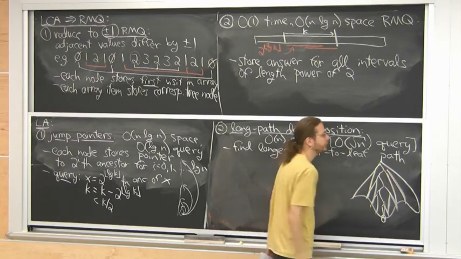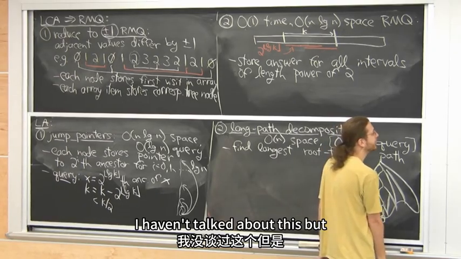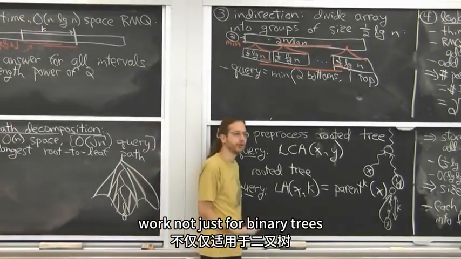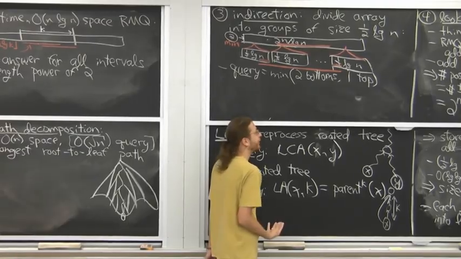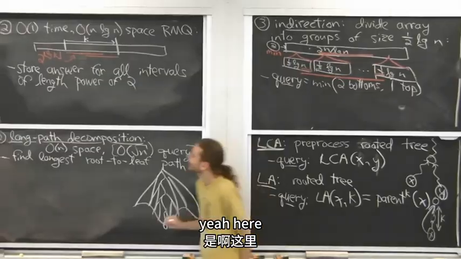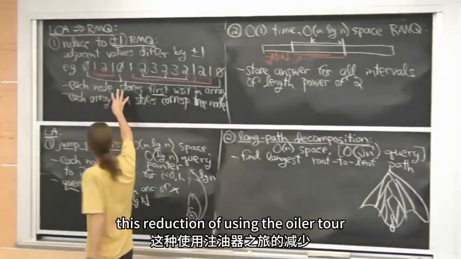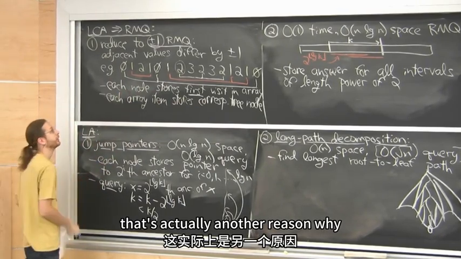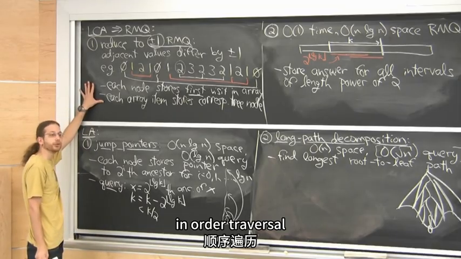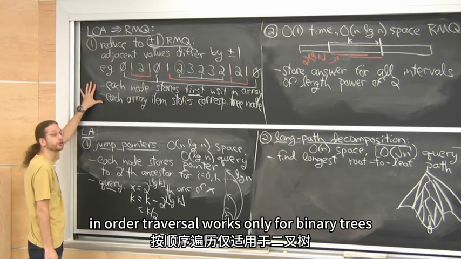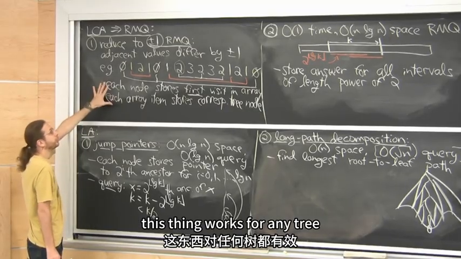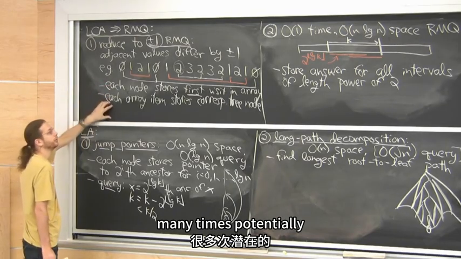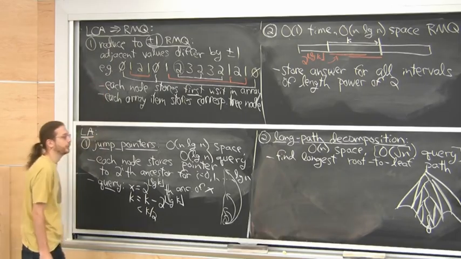Actually, I haven't talked about this, but both LCA and level ancestors work not just for binary trees, they work for arbitrary trees. And somewhere along here, this reduction of using the Euler tour works for non-binary trees too. That's actually another reason why this reduction is better than in-order traversal by itself. In-order traversal works only for binary trees. This thing works for any tree. In that case, in an arbitrary tree, you visit the node many, many times, potentially. Okay, but it'll still be linear space, and everything will still work.